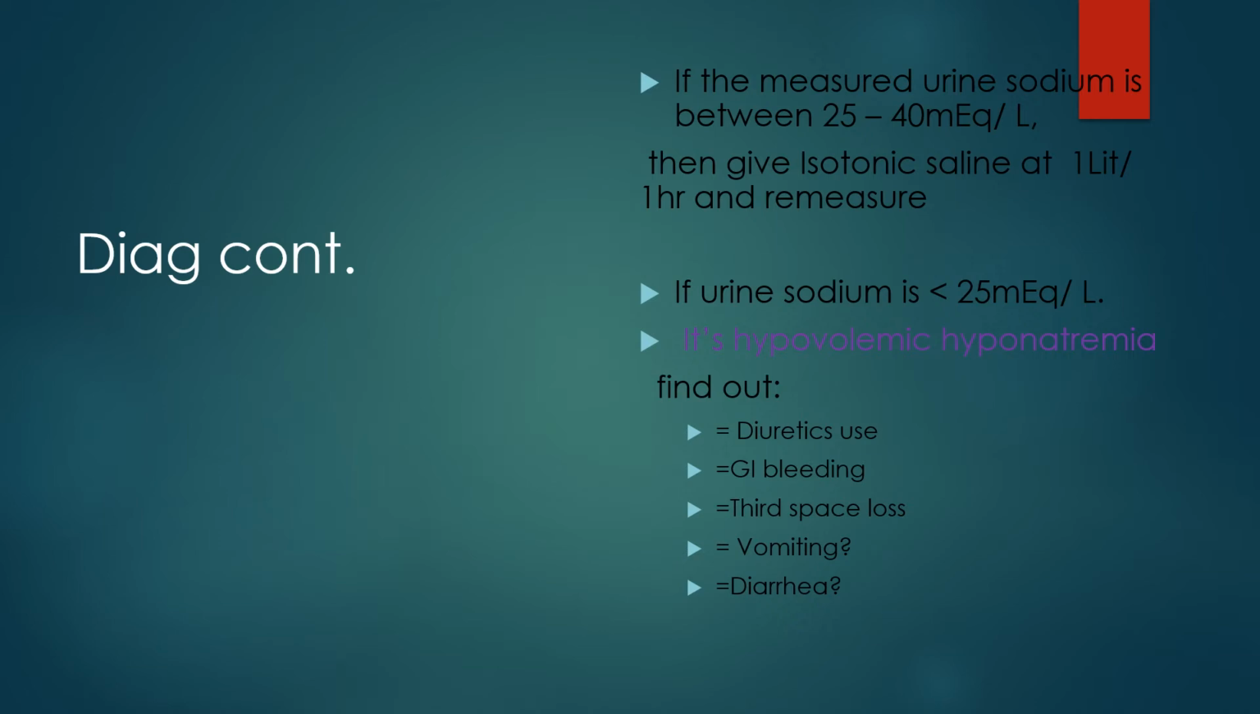Okay, so we then need to find out what is causing the decreased level of sodium and the volume. Are we dealing with diuretic use here? Any gastrointestinal bleeding? It might be concealed. Any third space loss, vomiting, and diarrhea? We need to find out.